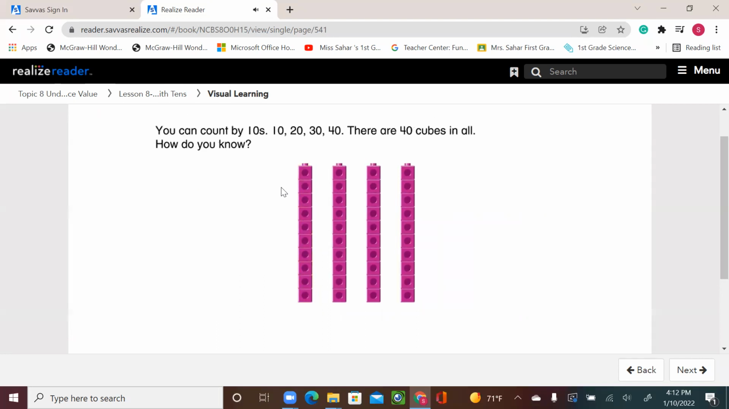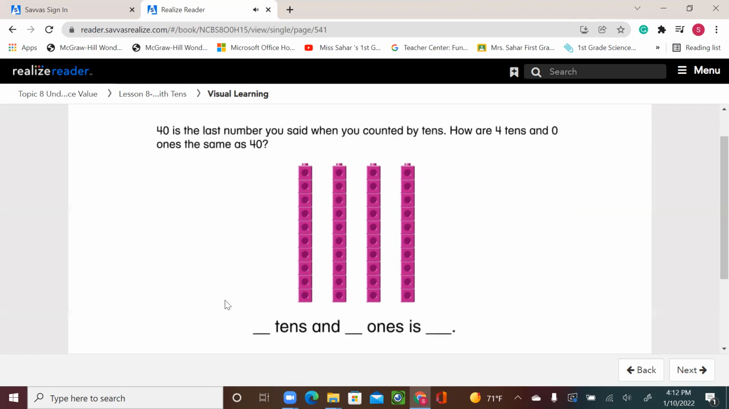You can count by 10s. 10, 20, 30, 40. There are 40 cubes in all. How do you know? 40 is the last number you said when you counted by 10s. How are 4 tens and 0 ones the same as 40?